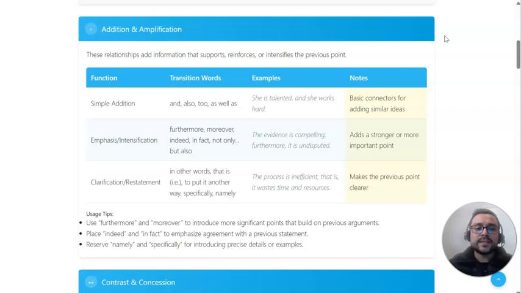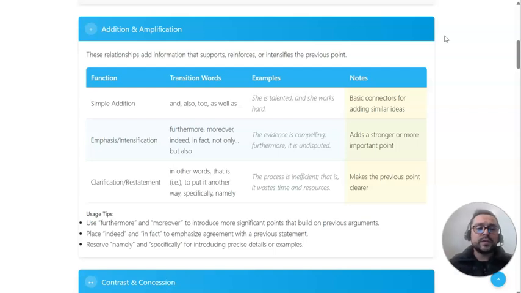The second function is emphasis or intensification with transition words like furthermore, moreover, indeed, in fact, not only but also. For example, the evidence is compelling. Furthermore, it is undisputed. This adds a stronger or more important point. And finally, we have clarification or restatement with transition words like in other words, that is, or i.e., to put it another way, specifically, namely. For example, the process is inefficient, that is, it wastes time and resources. This makes the previous point clearer.